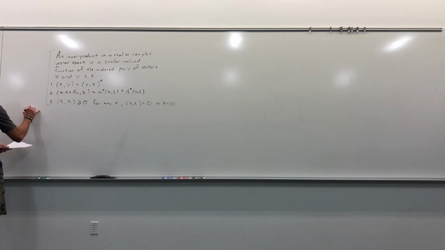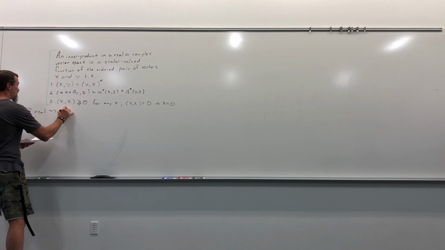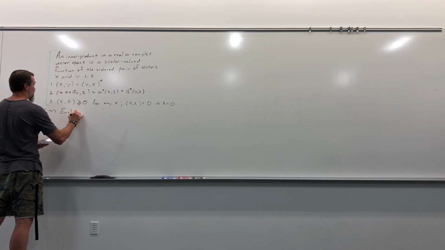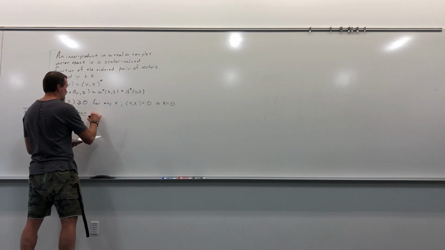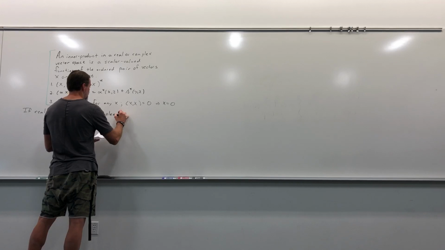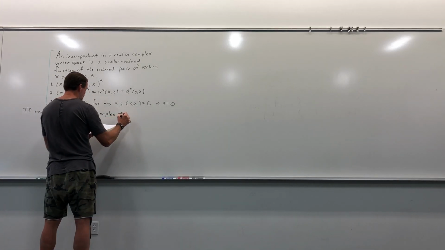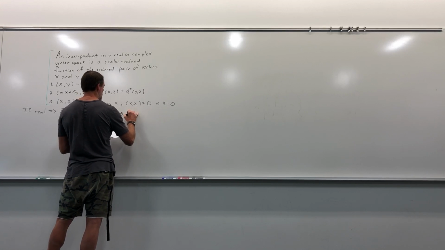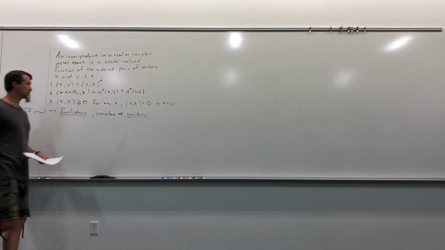If the vector space is real, then this leads us to what is often referred to as a Euclidean inner product, and if it's a complex vector space, then it leads to a unitary one. Okay?